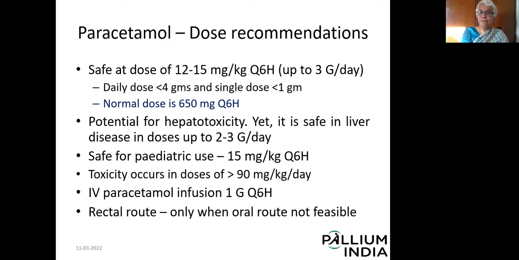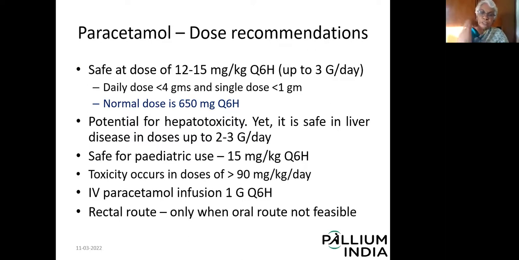It has a potential for hepatotoxicity, but it is not contraindicated in patients with liver dysfunction. You can still give it in a dose of 2 to 3 grams a day. Very safe for pediatric use in a dose of 15 mg per kg every 6 hours. Toxicity only occurs when you give more than 90 mg per kg per day.